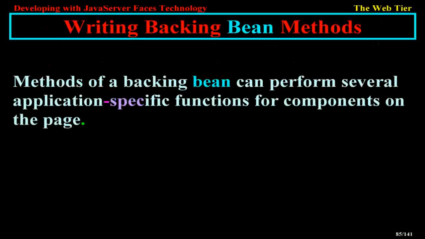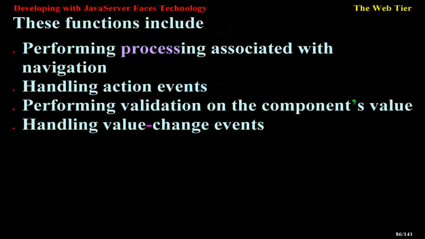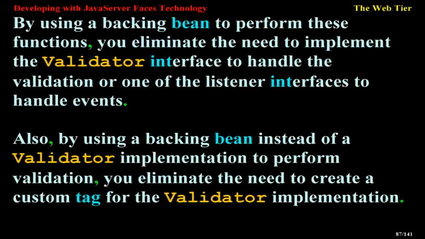Methods of a backing bean can perform several application-specific functions for components on the page. These functions include performing processing associated with navigation, handling action events, performing validation on the component's value, handling value change events. By using a backing bean to perform these functions, you eliminate the need to implement the validator interface to handle the validation or one of the listener interfaces to handle events. Also, by using a backing bean instead of a validator implementation to perform validation, you eliminate the need to create a custom tag for the validator implementation.